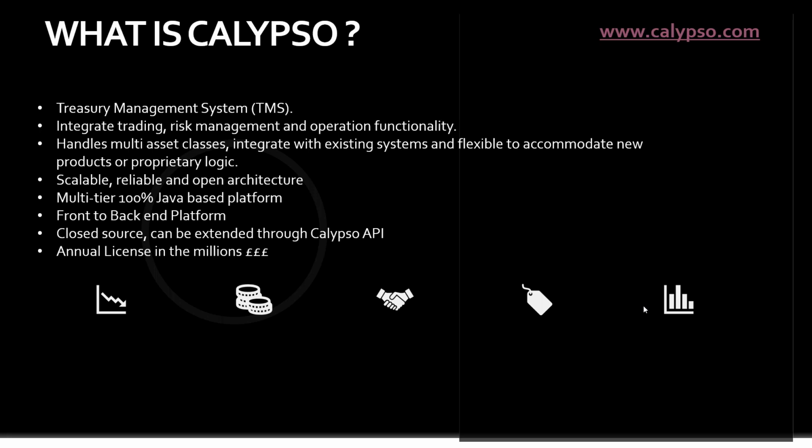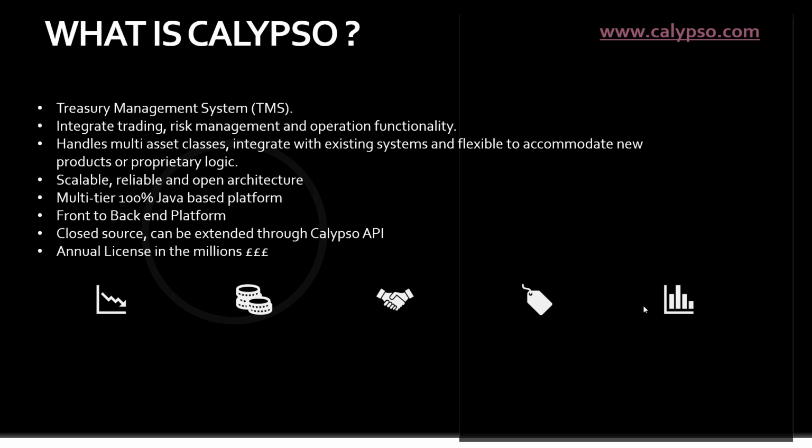Calypso handles multi-asset classes, interest rate derivatives, commodities, FX, you name it, exotic as well, financial assets. We can go on, the list can just go on and on. It also integrates with existing systems, and it's very flexible to accommodate new ones. I mean, we're talking about systems like Bloomberg, Reuters, Markit, and many others. Maybe PeopleSoft, SAP, ERP systems. So it integrates with pretty much any other system.